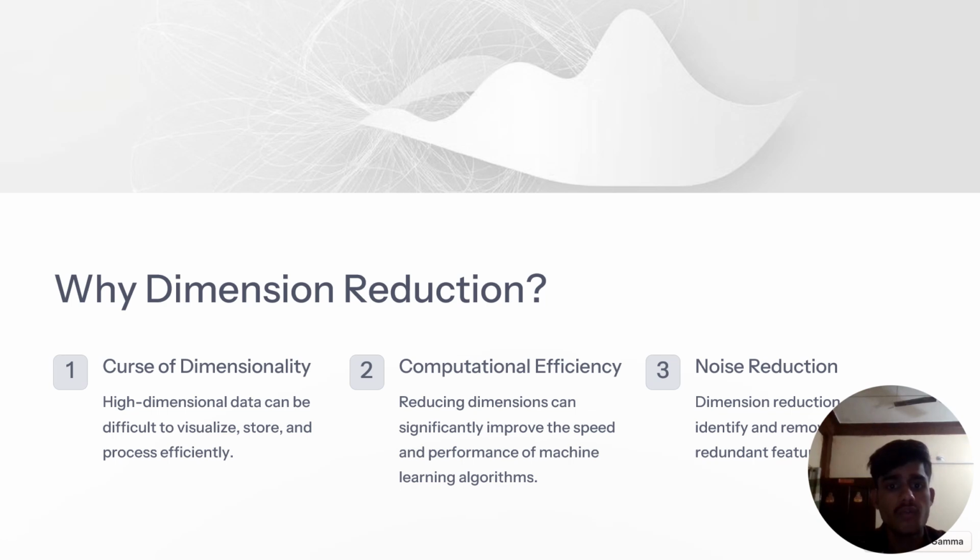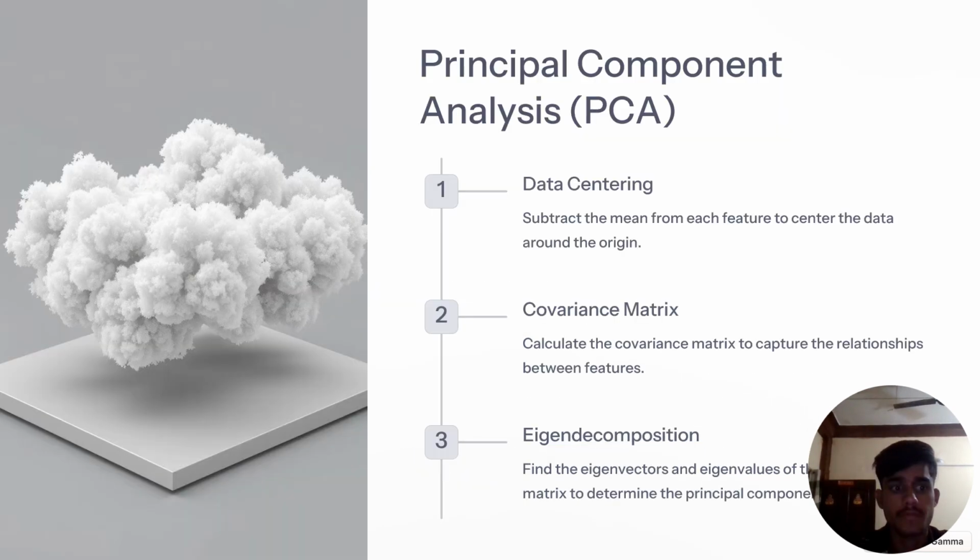Second, computational efficiency. Reducing dimensions can significantly improve the speed and the performance of machine learning algorithms. Third, noise reduction. Dimension reduction can help identify and remove irrelevant or redundant features in the data.